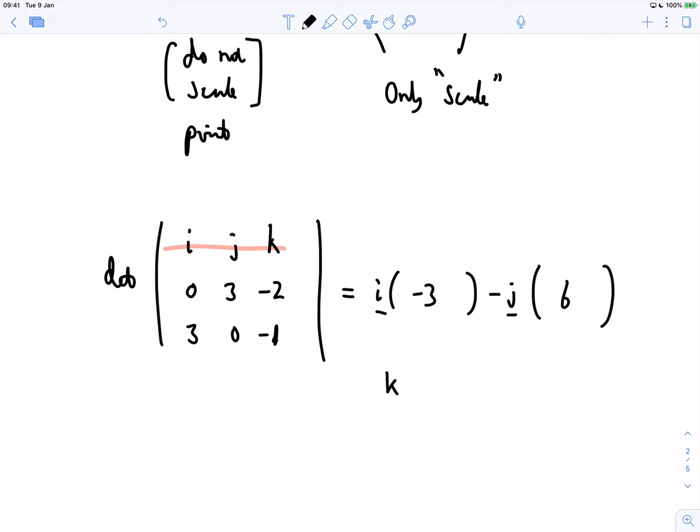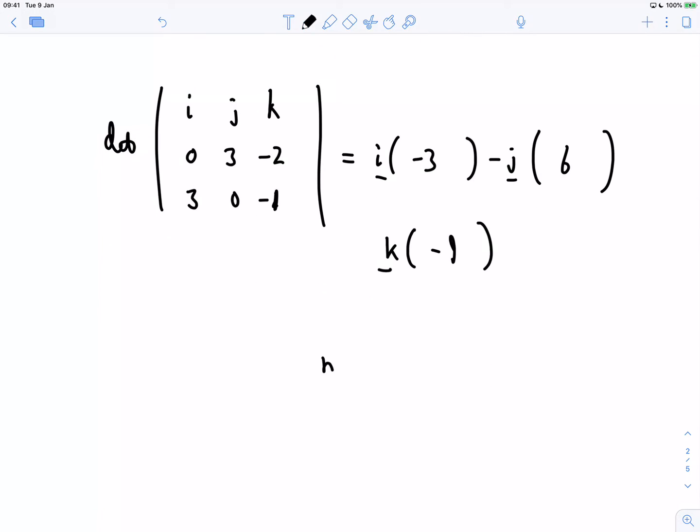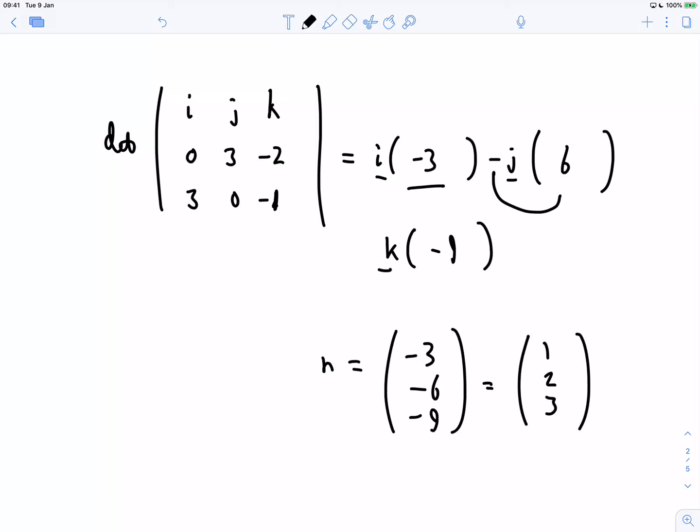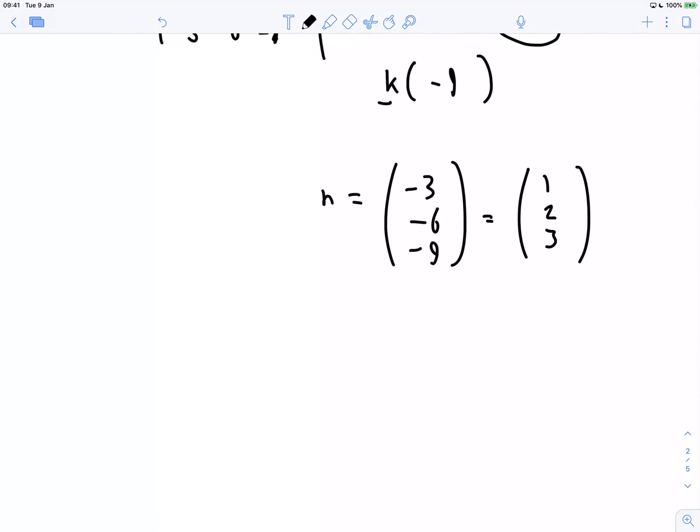And then finally I've got k, so I'll cross out that one. And I've got 0 times 0 minus a 3 times 3, which is a minus 9. So clearly, now that I've done the determinant, it should be pretty obvious that the normal vector I get from this is i is minus 3, j is minus 6, and k is minus 9. And I can scale this up and down as much as I want to, so if I divide by minus 3, then 1, 2, 3 is valid. I now know that it's just 1, 2, 3 dotted with the x, y, z will equal a constant k.